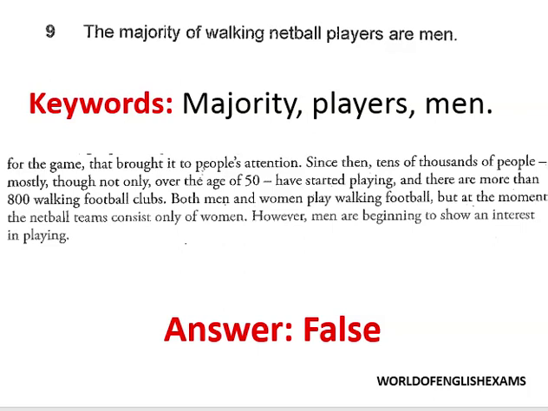So what are they telling? They are completely telling that the game is dominated by women only. So there is no scope for males right now, but however, men are beginning to show interest. But what is the statement telling us? Majority of them are men. But here it is telling that every single player in the team is a woman. Okay, so clearly there is a contradiction. Hence you confirm the answer to be false. Let's do the next question.